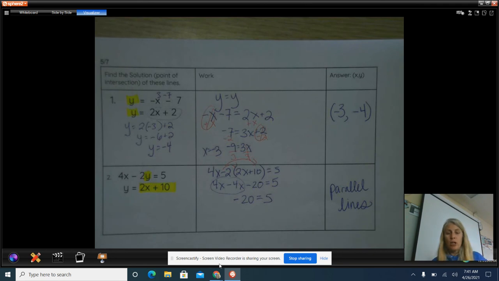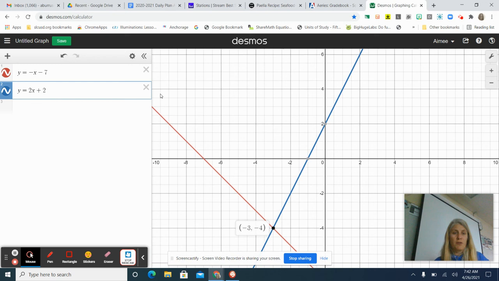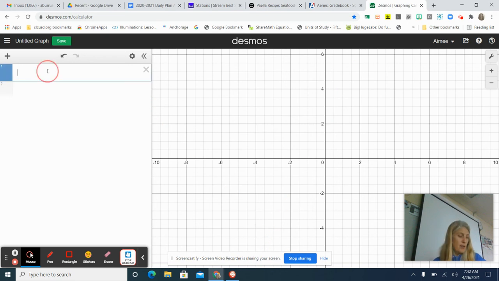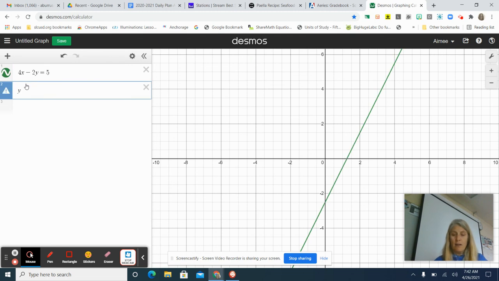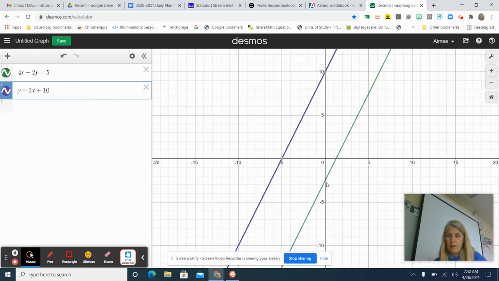Let's look at this on our Desmos graphing calculator, so you can see what these lines look like when we get no solution, when our variable goes away. We have 4x minus 2y is equal to 5, and we have y is equal to 2x plus 10. As you can see, these are a set of parallel lines. Our first line has a y-intercept of negative 2.5, and our second one has a y-intercept of 10. They both have the same slope.